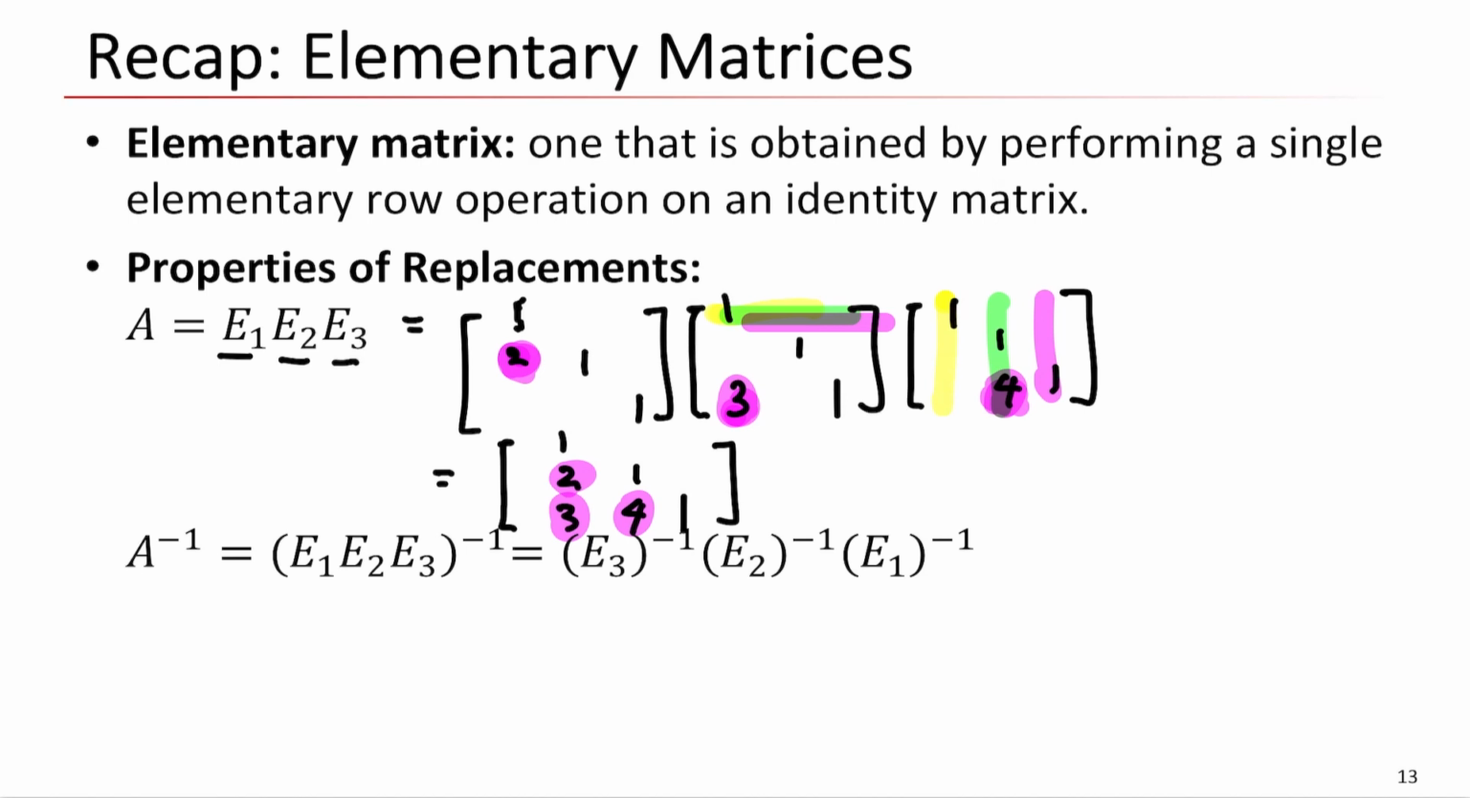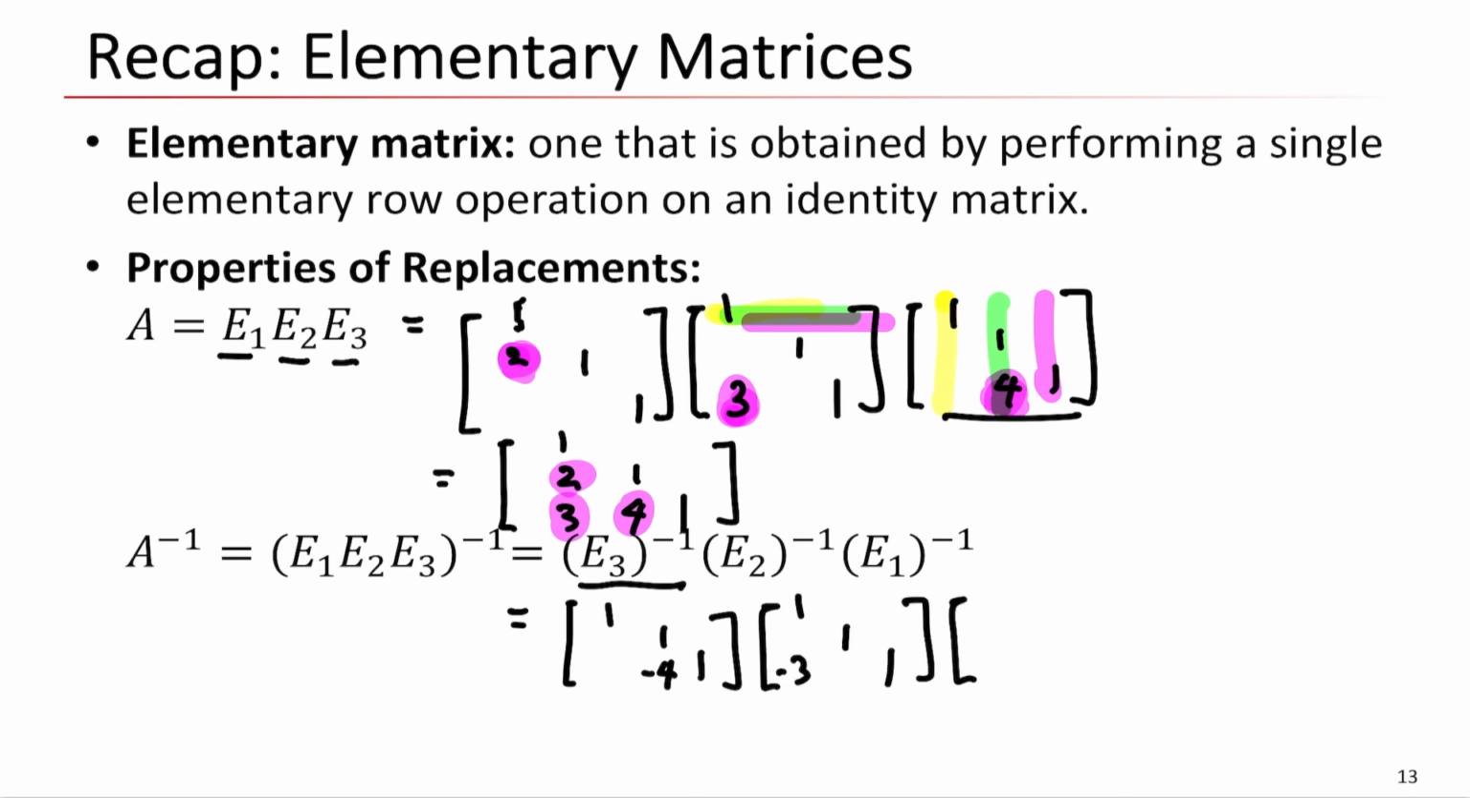Then what about the inverse of the matrix A? So what was the inverse of the elementary 3? Elementary 3 is something like that, right? So the answer is 1, 1, 1, negative 4, right? And 1, 1, negative 3, right? 1, 1, negative 2. So from this, it will be 1, 1, negative 2, negative 3, negative 4, something like that.